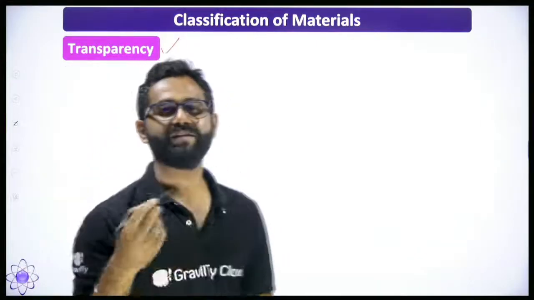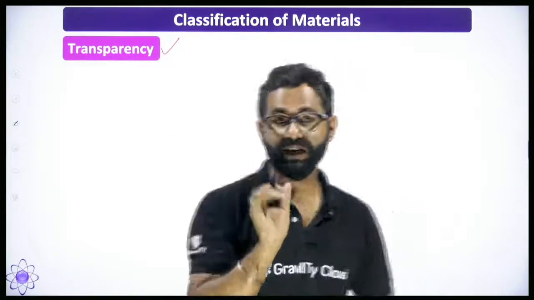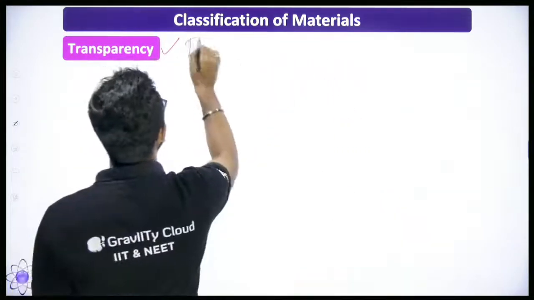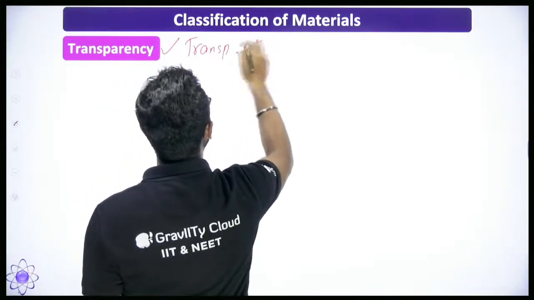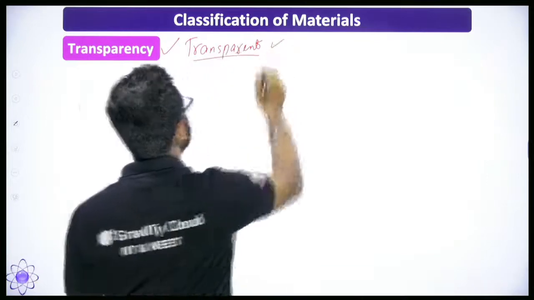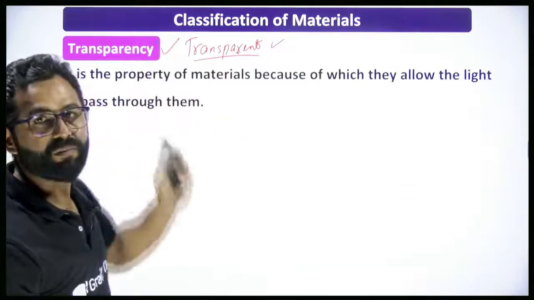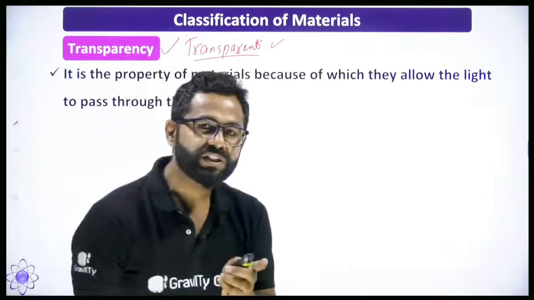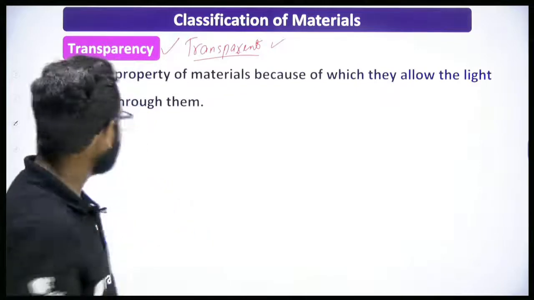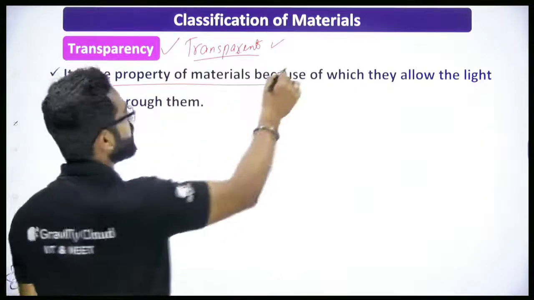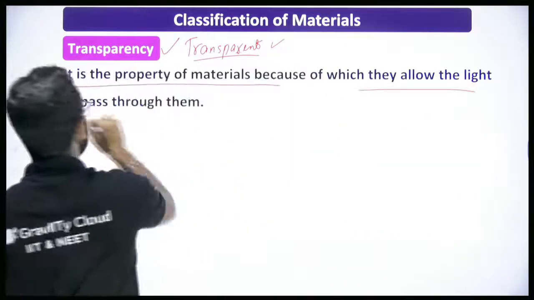Now when I say transparency, that means what? Now this word, it resembles with the word transparent. So transparency is actually the property of the materials according to which they allow the light to pass through it. So some materials are transparent. It is the property of the materials according to which they allow the light to pass through them.